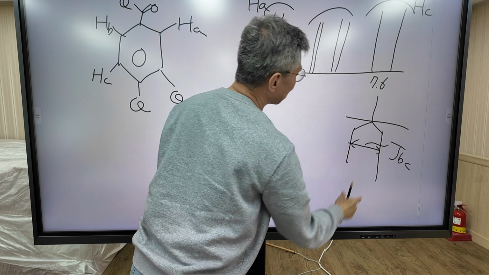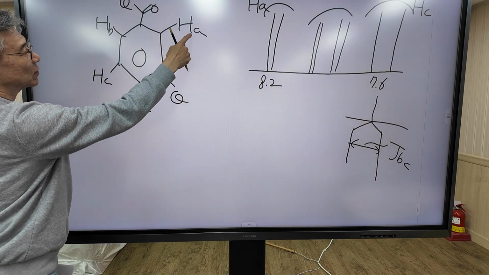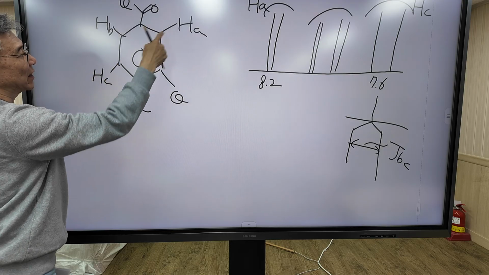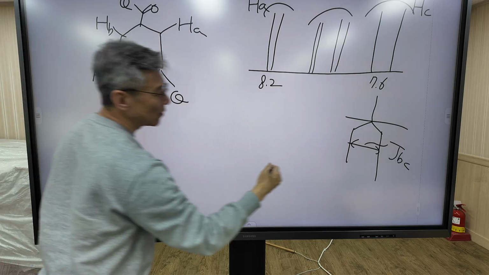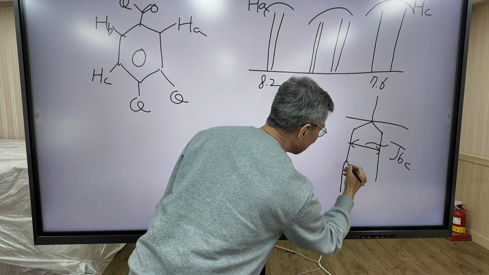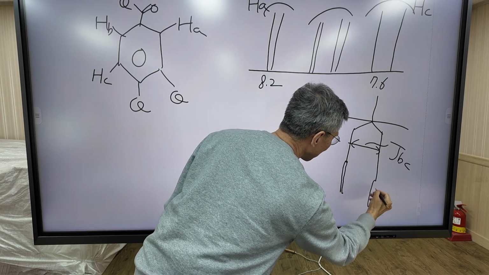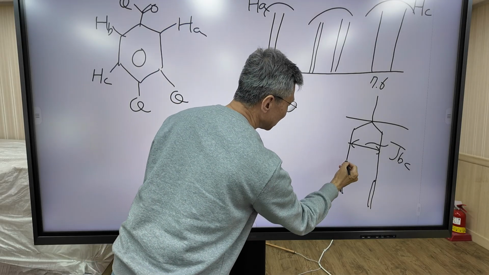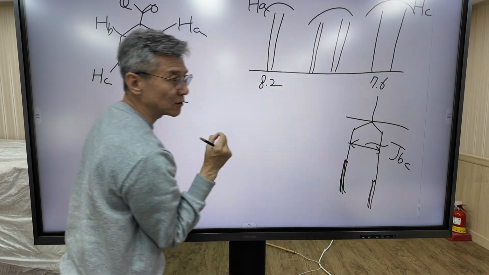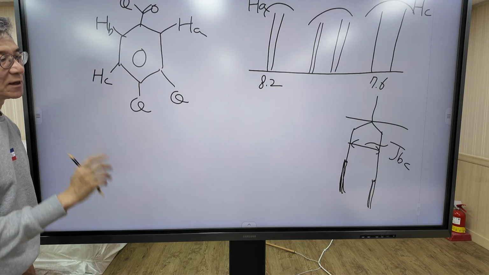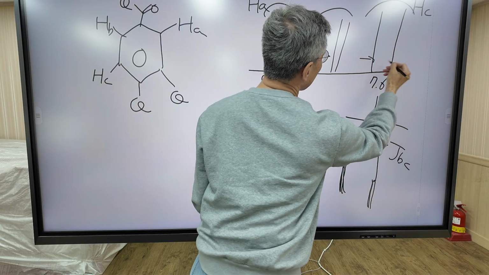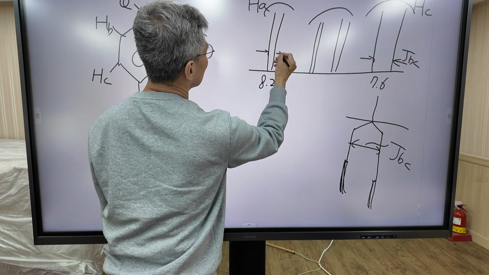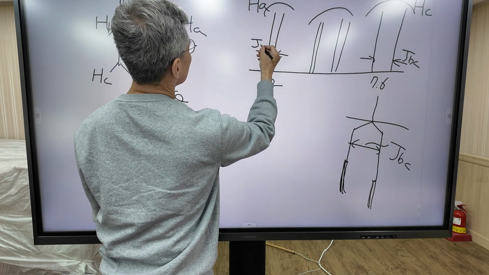Similarly, the HA proton can be coupled to HC, but the distance between HC and HA is too large, so a very, very small spacing occurs. It is not resolved in our spectrum and only a single line is shown. So only two lines are observed. This is JBC. This is JAB.